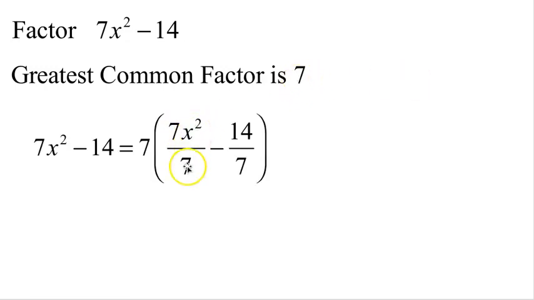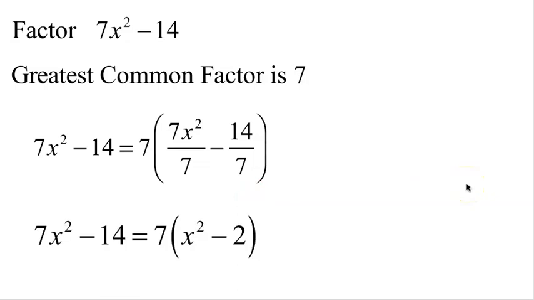So if I divide 7x squared by 7, I just get x squared. If I divide 14 by 7, I just get 2. So the result would be that 7x squared minus 14 is 7 times x squared minus 2, and you check that by distributing. 7 times x squared is 7x squared, 7 times 2 is 14. Indeed, that's correct. We factored out the greatest common factor of 7 to get our result of 7 times x squared minus 2. And whenever you're doing factoring, always look to see if there is a common factor to extract first.